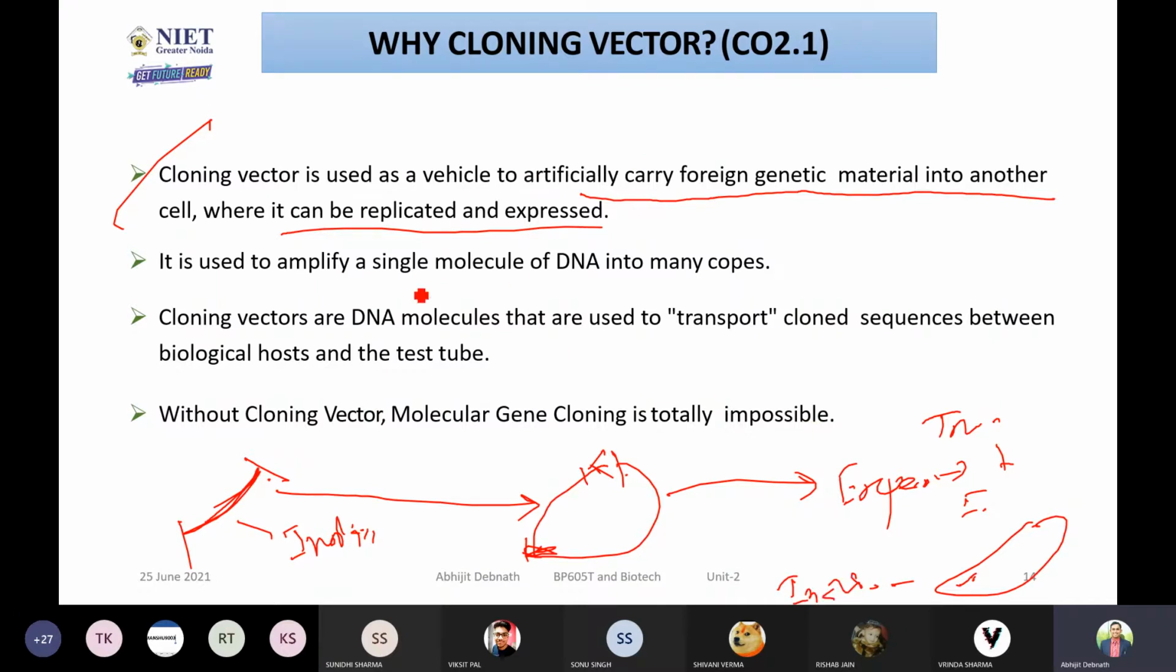It is also used to amplify a single DNA molecule into many copies. Cloning vectors are DNA molecules that are used for the transport of the cloned sequence between the biological host and the test tube. Without the cloning vector, molecular gene cloning is totally impossible. Without this part, gene cloning is completely impossible. You cannot do it; there is no other method. You might be thinking of CRISPR, but CRISPR is newly developed. It is not such an old concept.